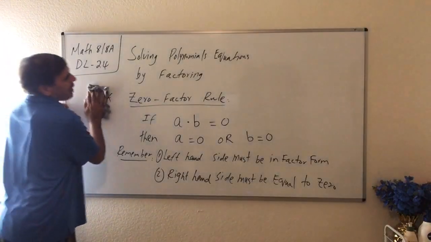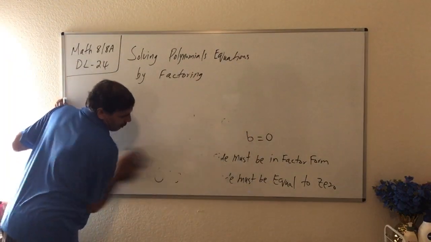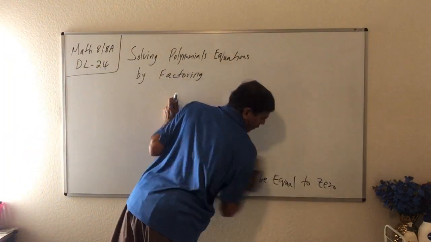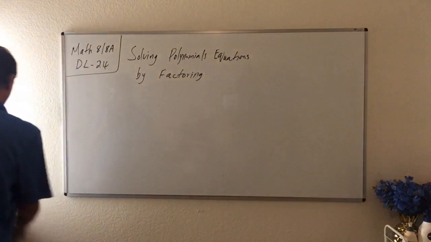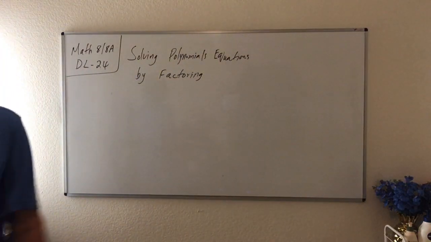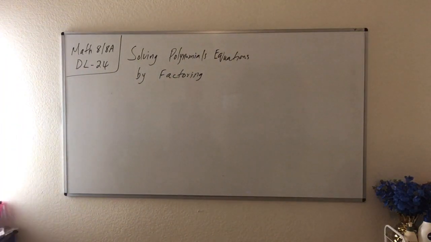So let me show you some examples. Your homework is pretty easy. I'm going to give you about 10 problems focusing only on when one side is already factored. So tonight is easier, and then maybe tomorrow we can do a little harder.